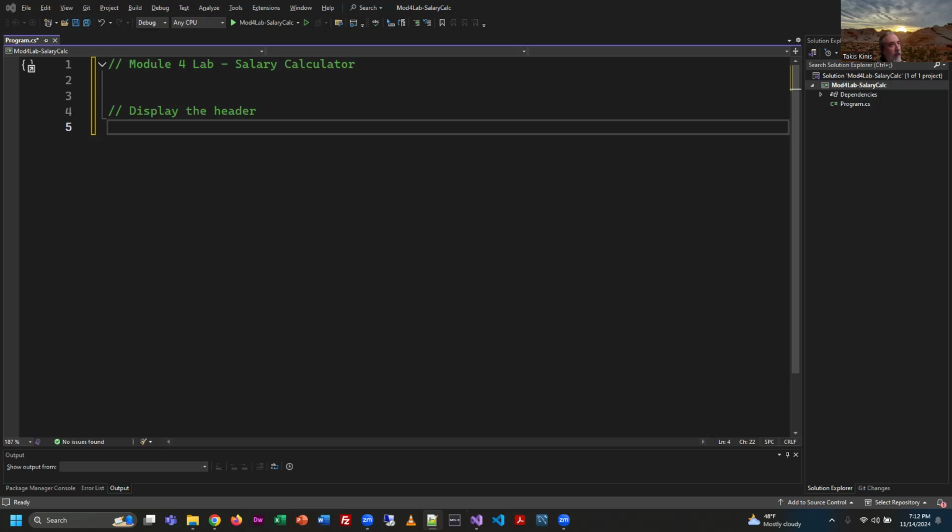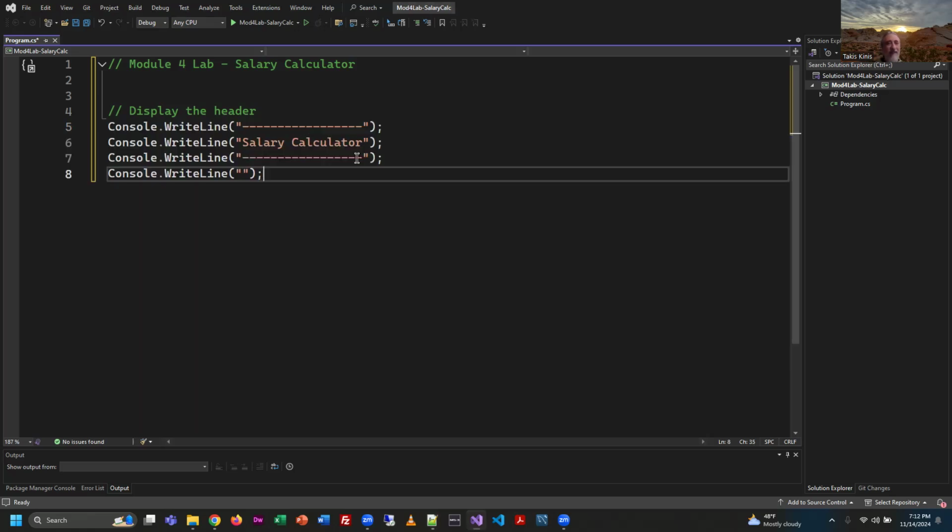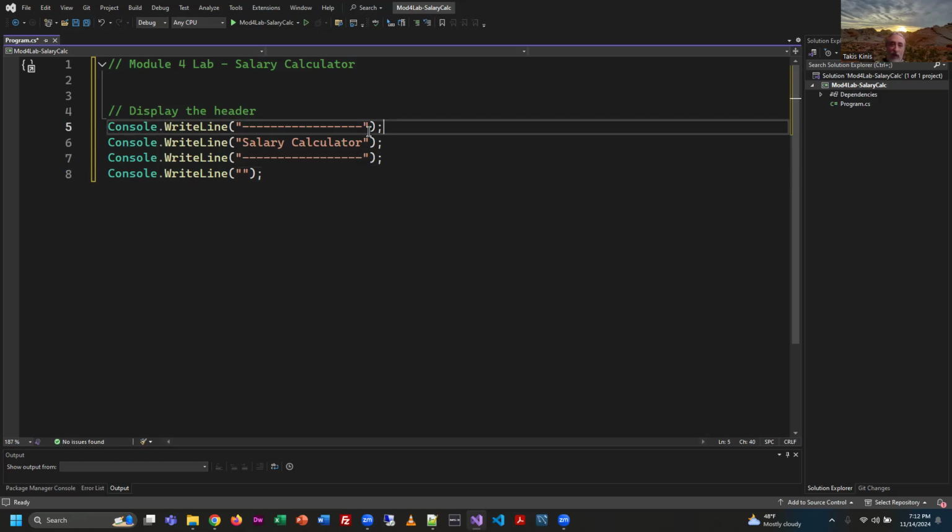Of course, I'm a huge fan of ASCII art. Maybe that's because of my age, but this is what I did, right? So I know the one that they show basically shows these two lines, salary calculator with some dashes underneath it. But I decided to put it above also. Why not? Let's make it look good.